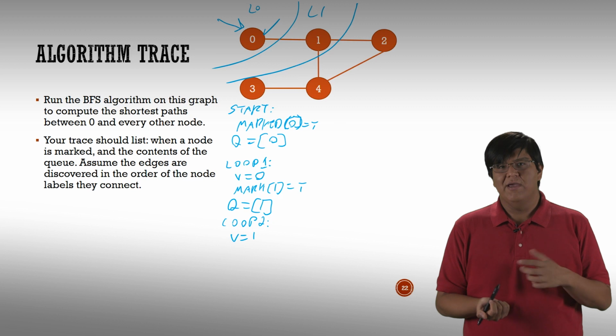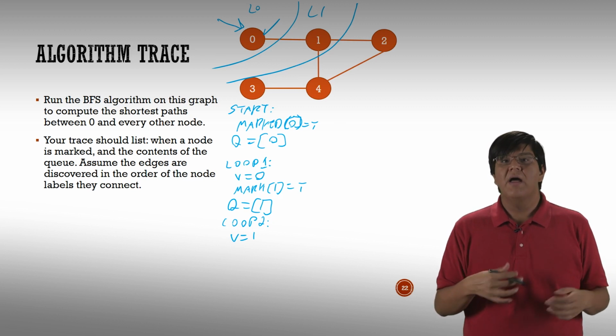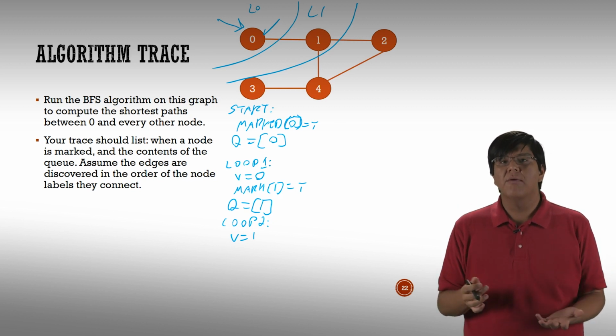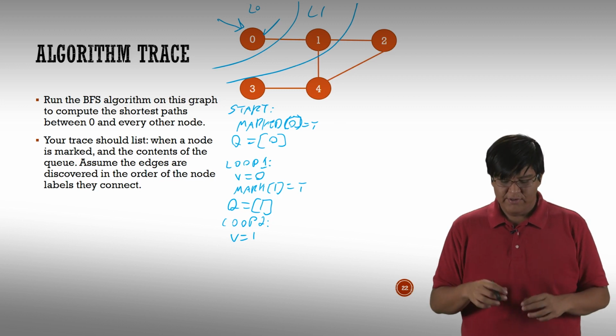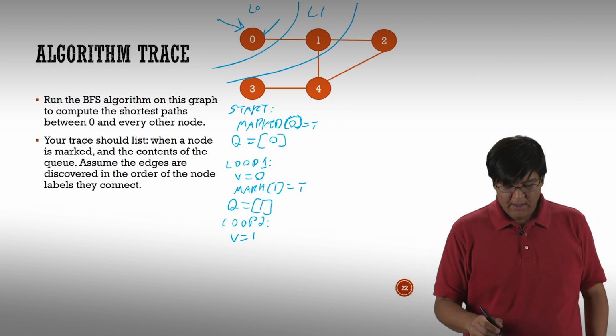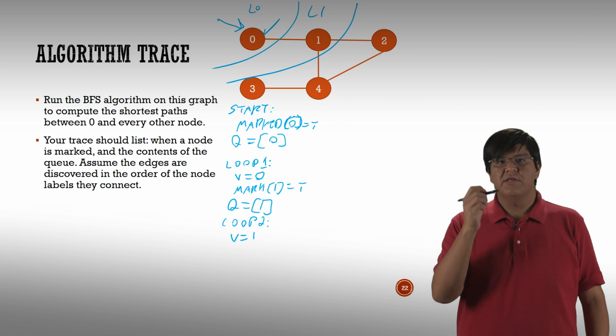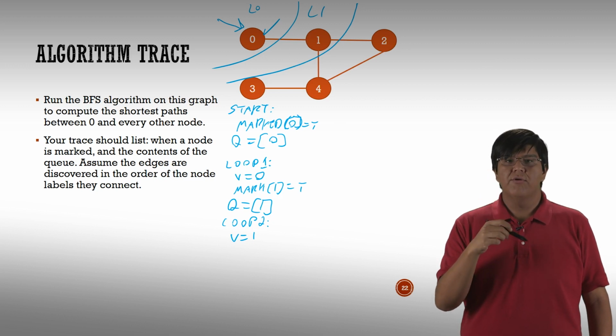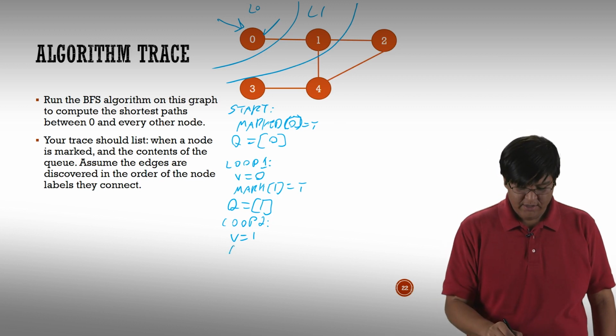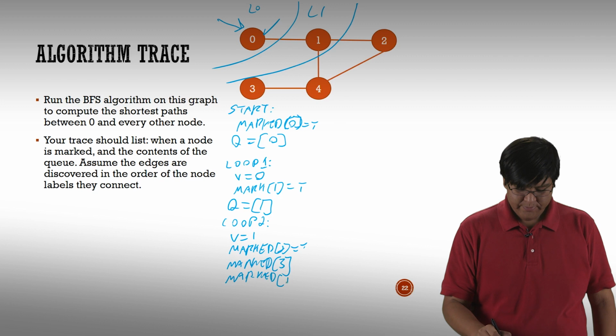The thing is, 0 is already marked, so I'm not going to worry about it. Then 2, 3, 4, those aren't marked, so maybe I want to look at those. So what I'm going to do here is mark them. And I'm saying in my assumption on the left-hand side that edges are discovered in the order that they are numbered. So 2 is going to be the first thing that is marked. So we're marking number 2. That's true. And then we'll also do marked of 3 and then marked of 4.